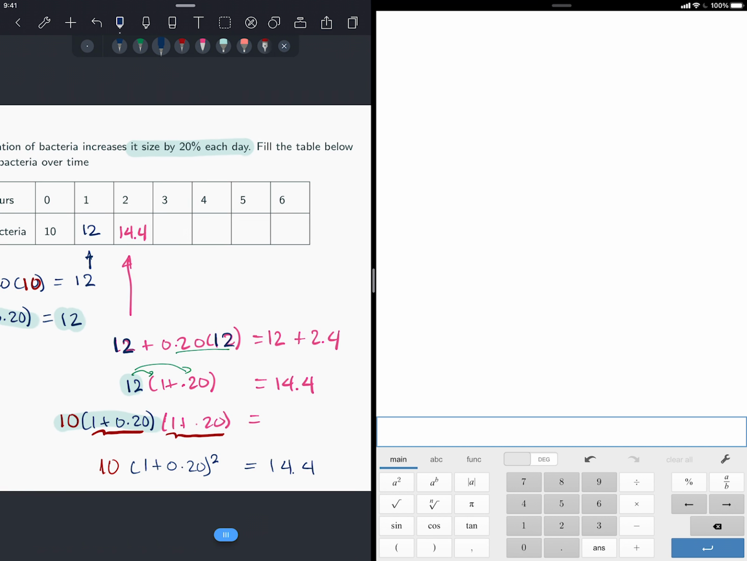So what I'm saying is that if you do 10 times, and the 1 plus 0.20, I can just write like 1.2, right? I don't need the 0, right? 1.20 is the same as 1.2. Close the parentheses, and now I need a power.